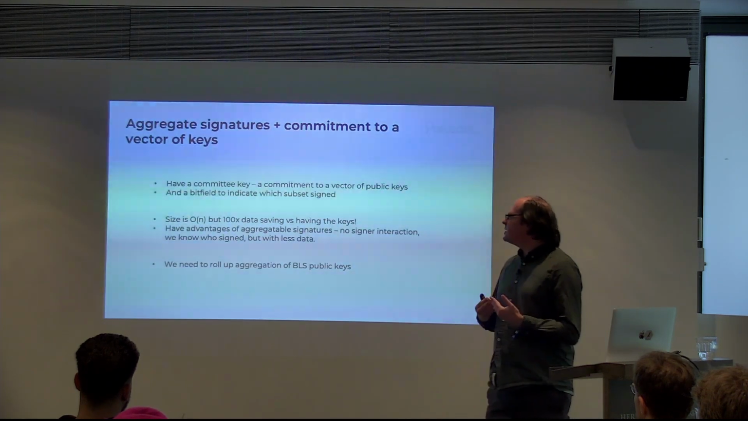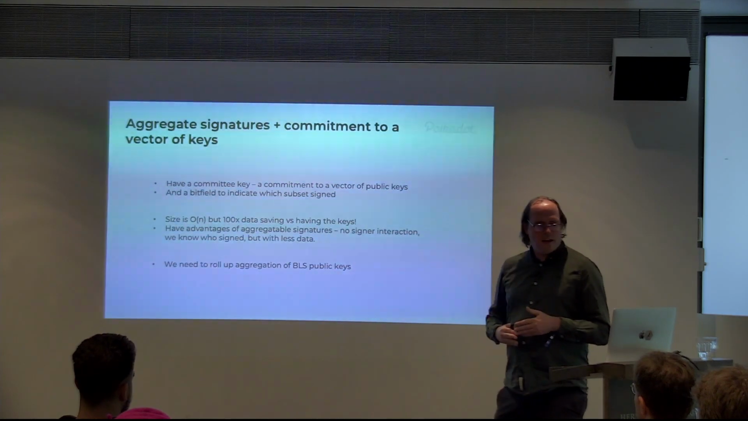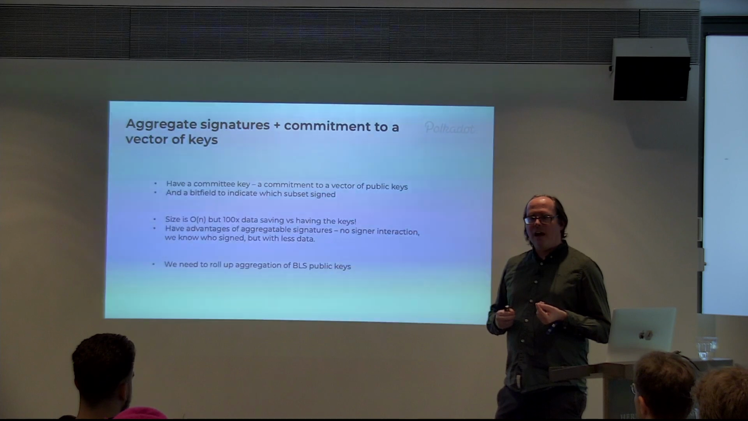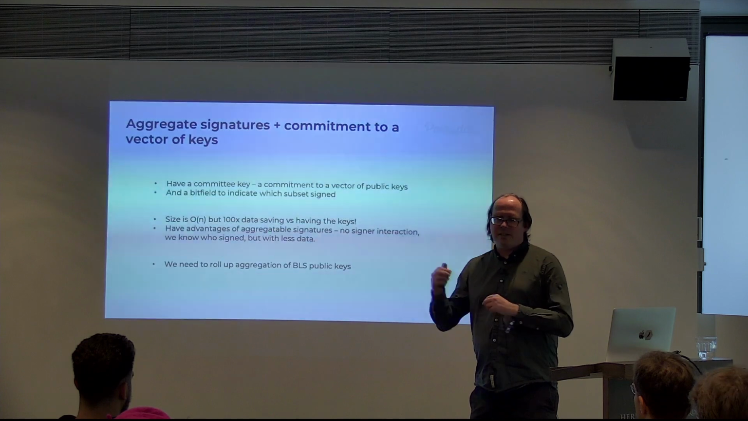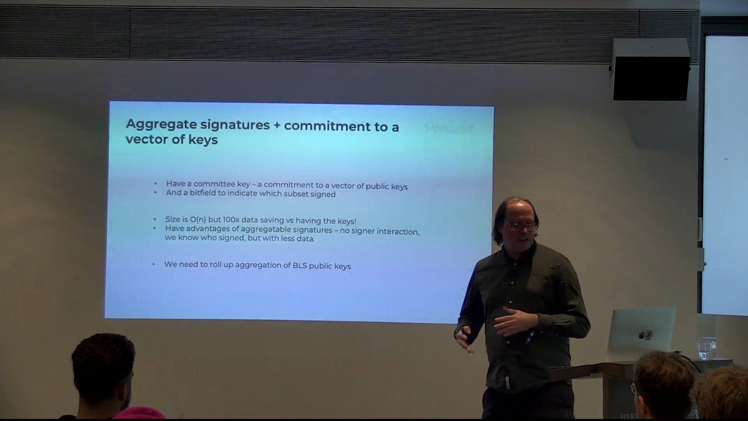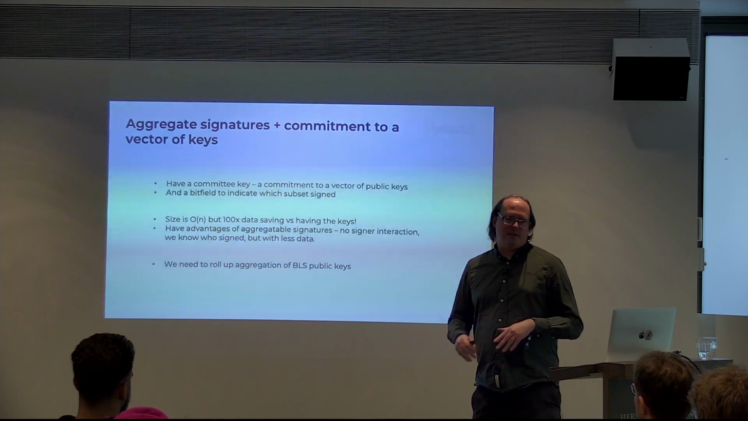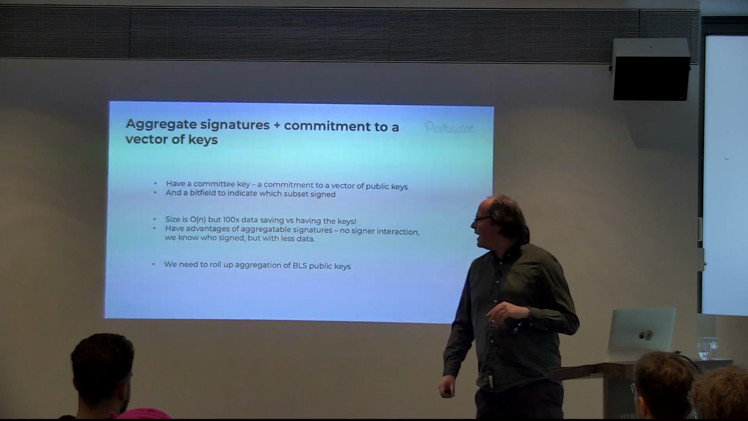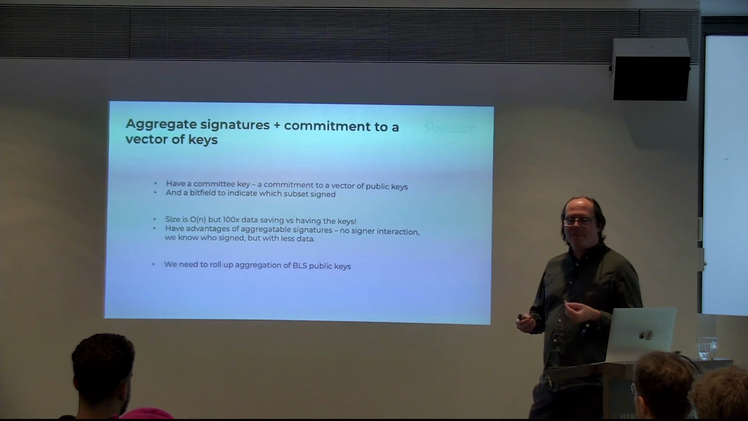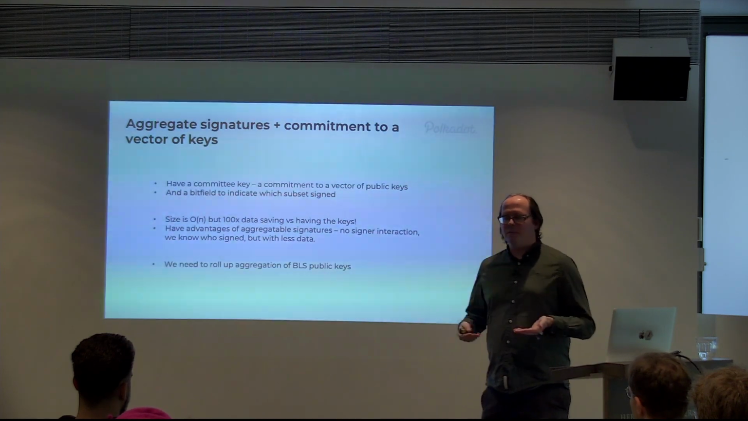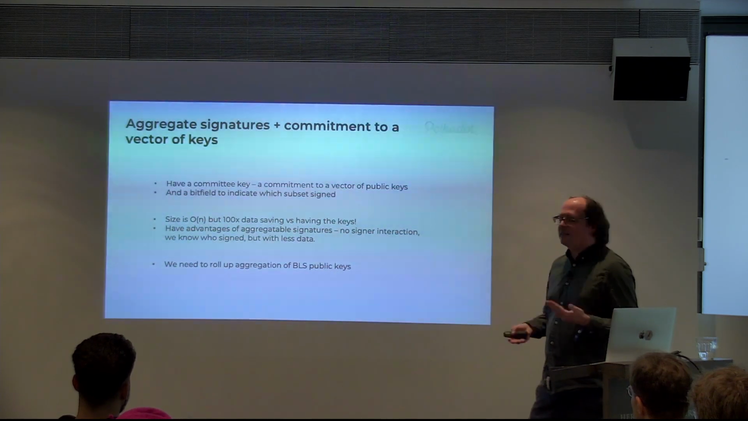So what our solution does is this. The idea is that we're going to commit to a long vector of public keys, and we want to verify that a particular subset of these signers signed something. We indicate the subset by just giving a bit field, a bit vector of length n. This size is still order of n, but the public keys were 256 or 384 bits, so this is 100 times less data, at least, than just giving the keys.